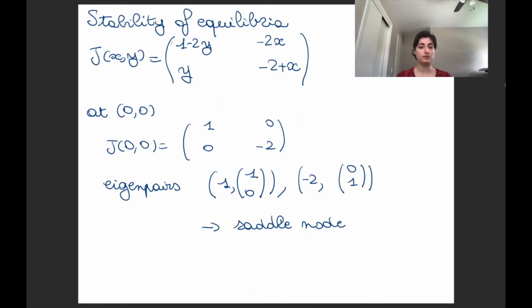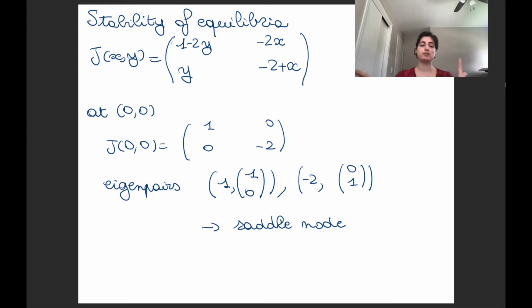Then we can compute the stability of the equilibrium. So we compute the Jacobian, that is 1 minus 2y, minus 2x, y, minus 2 plus x. And we compute it at 0, 0. That gives us a Jacobian that is 1, 0, 0, minus 2, associated with the eigenpairs 1, (1, 0), and minus 2, (0, 1). So the equilibrium is a saddle node.